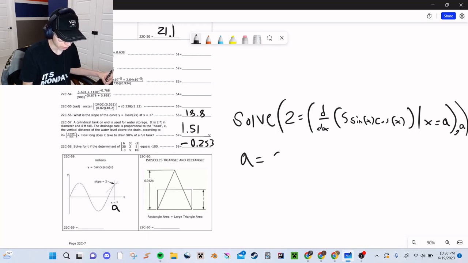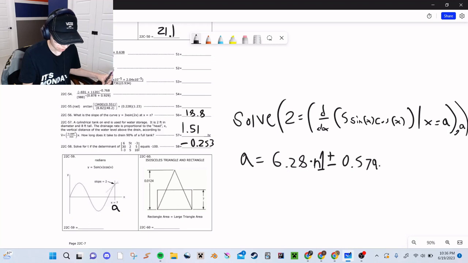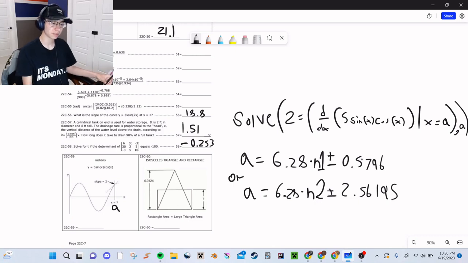So I get a is equal to this value times n1 plus or minus this. So that's 2 equations right there. Or 6.28 times n2 plus or minus 2.56195. That's like 4 equations right there.